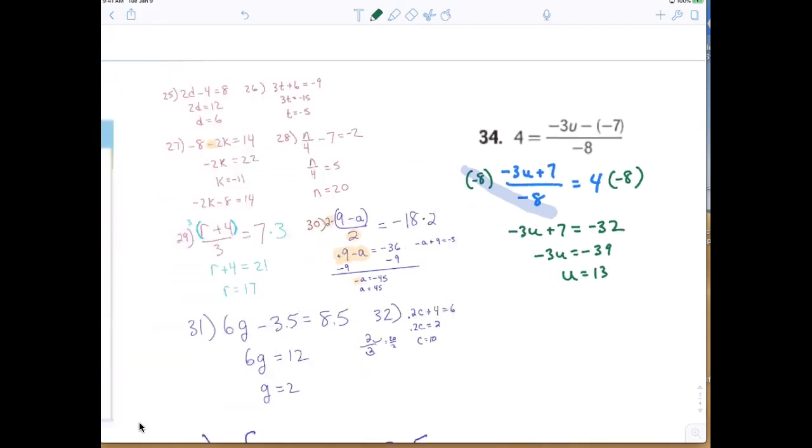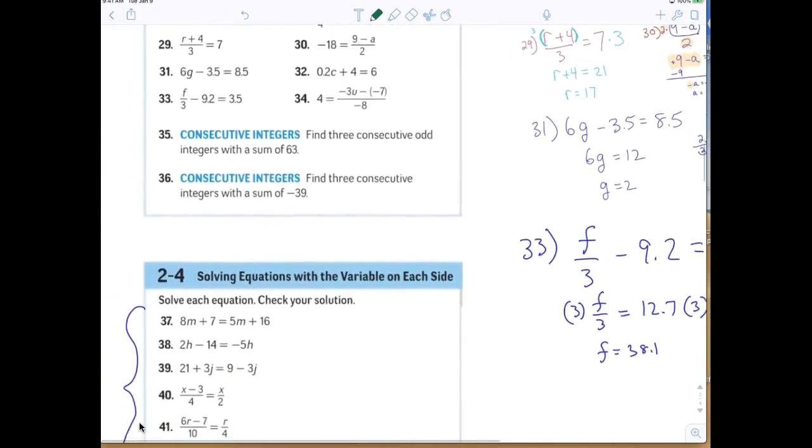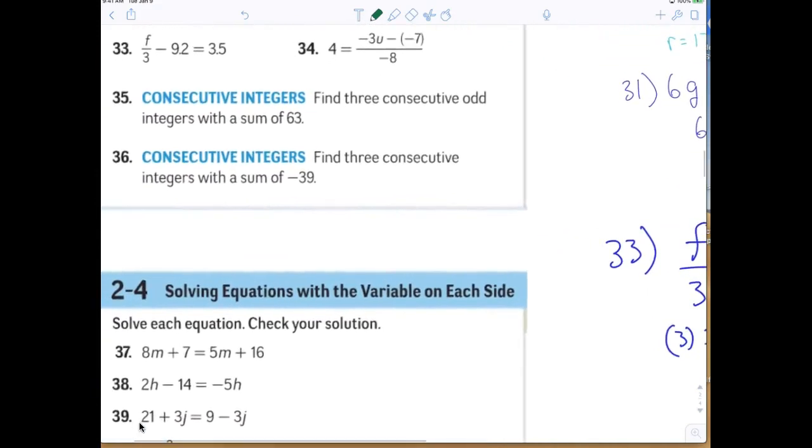All right. Now, on 35 and 36, I'm not expecting you to know how to do it mathematically, but you still should have been able to figure it out. Tell me what the answer is. Anybody able to tell me? On 35, what was it? 19, 21, and 23. Exactly.